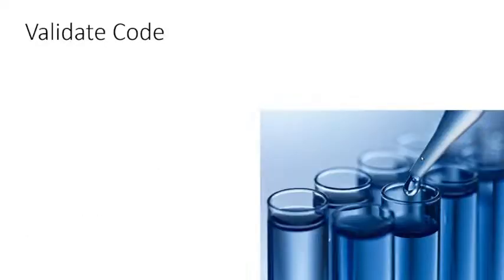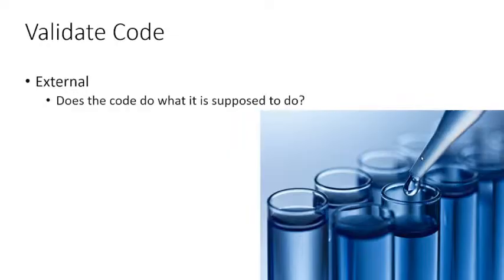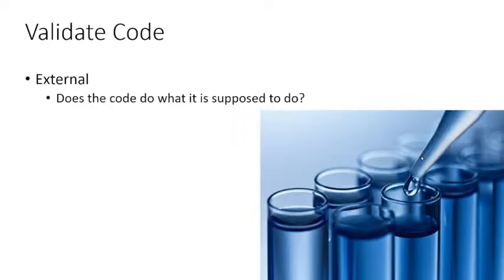Now, the most obvious thing is we're going to validate the external code. In other words, does the code do what it's supposed to do? If it's fixing a bug, is the bug fixed? If it's adding a new feature, does it perform the functionality described in the feature request? That's really what most people think about when they think about a code review, is making sure that the code does what it's expected to do.